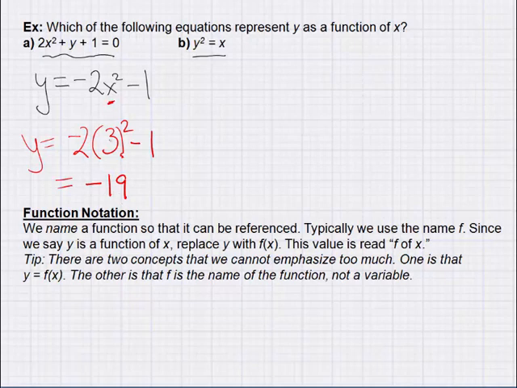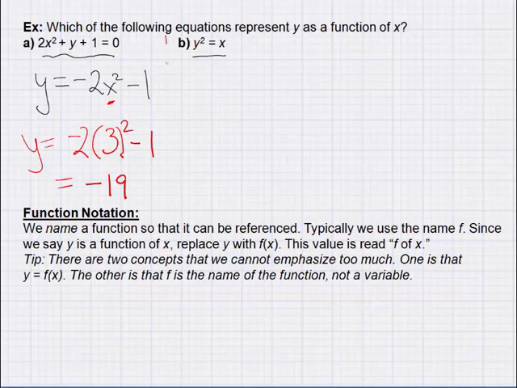So for 1 x I plugged in, I just made up 3, I got 1 y, which is negative 19. Now, if I did that for any other number, I'm going to plug a single value in for x, and using these operations, I'm going to get a single value for y. Therefore, 1 x gives me exactly 1 y. This is a function. So this equation represents y as a function of x.